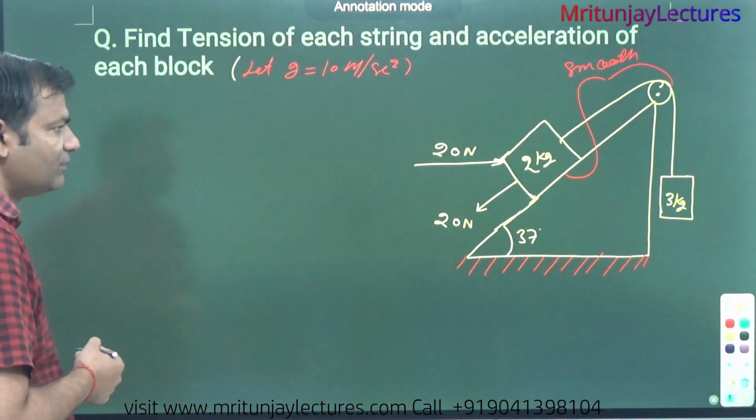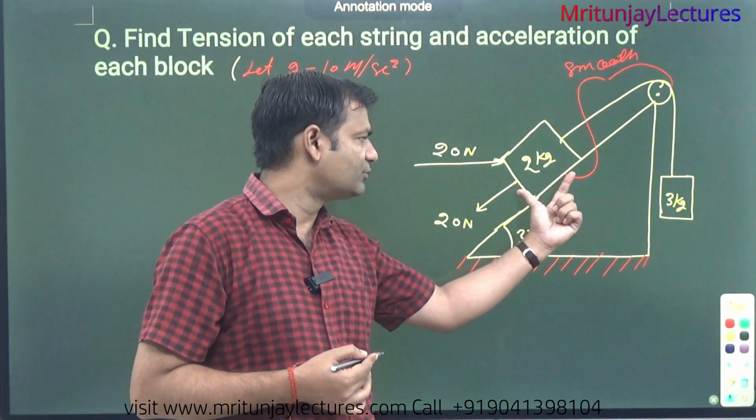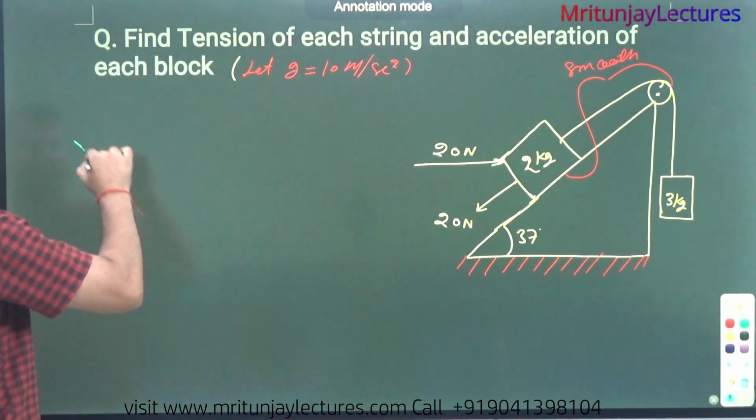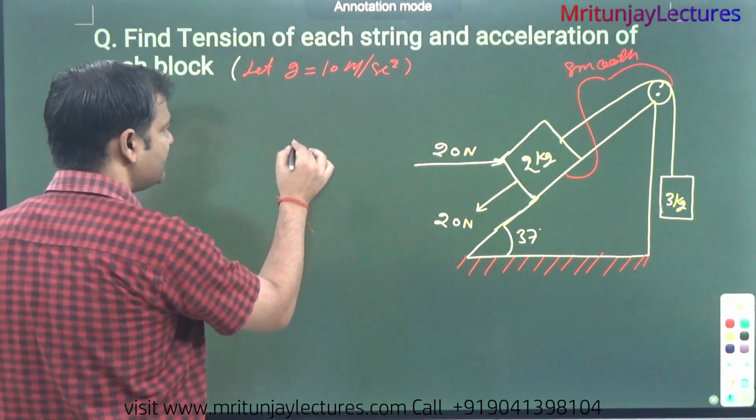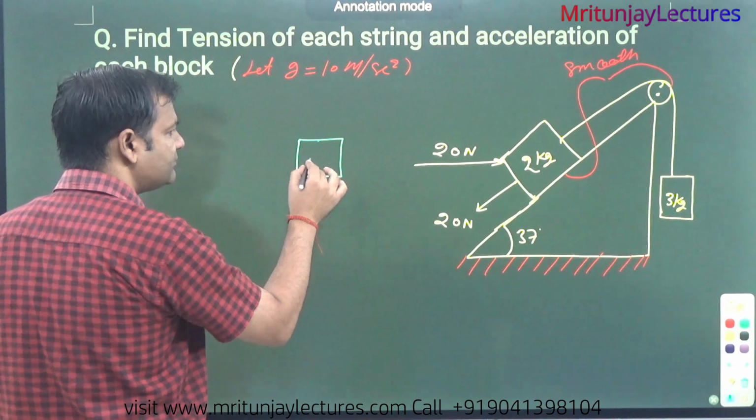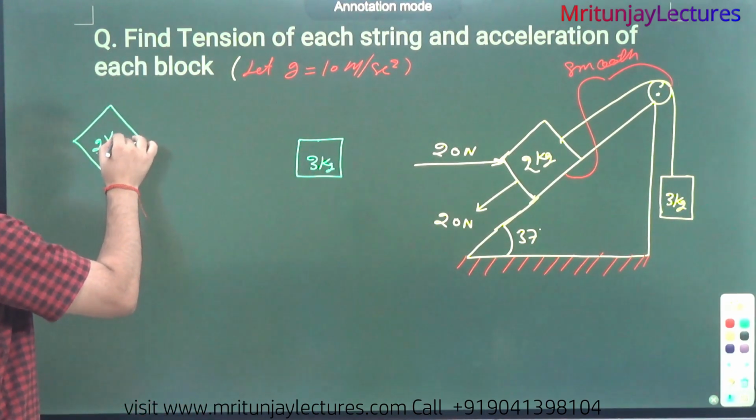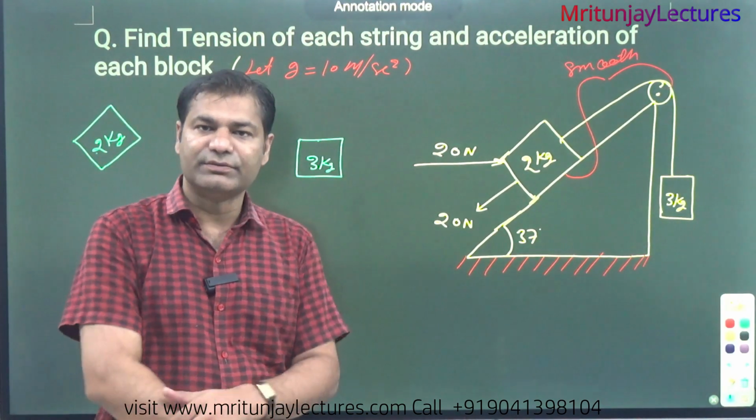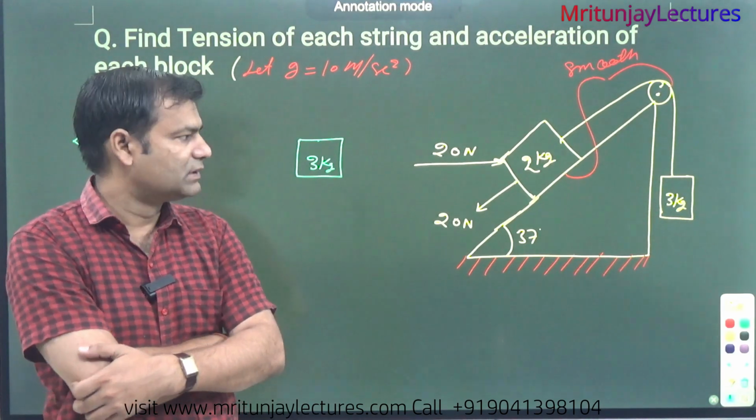So first of all, draw the free body diagram of the 2 kg mass and the 3 kg mass. This one is the 3 kg mass and that one is the 2 kg mass. We focus on the free body diagram, which means we focus on indirect contact force and direct contact force.